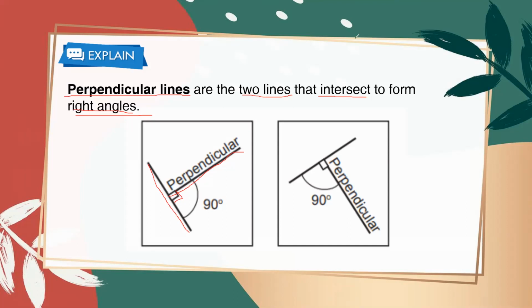The same with the second illustration, the first line and the second line intersect with each other and they form right angles, which is 90 degrees. The same with this side. They form right angles.